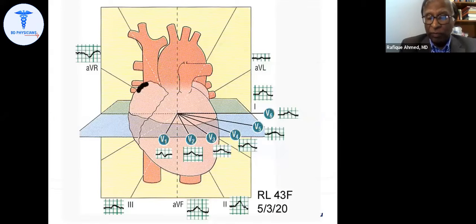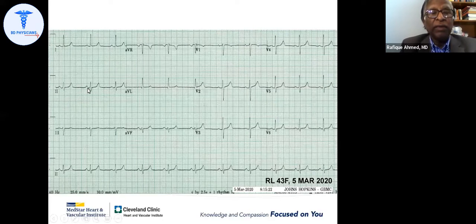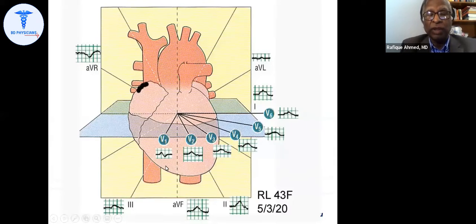So what happens with the P wave? If I take all these P waves and relocate them in different locations, you can see that the P wave starts from here and comes downward. So it is upright in lead 2 definitely, lead 3, and lead AVF. AVR is in the right corner, so the electricity is moving away from it, so it's negative. And in lead 1, it is moving towards lead 1, so it's positive.